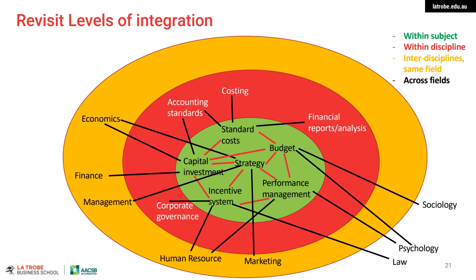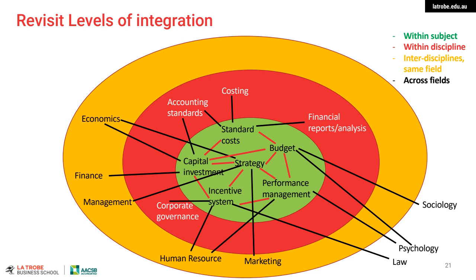So, okay, let's revisit this one. I just put it here to show you that the connection can be done within the subject when you have different topics that you can connect. You can stop here, that's fine, no problem. Then you can connect within the discipline, or connect with other subjects within your discipline. That is the second level of integration. Then you can also connect with other disciplines within the same field, like the way I do with the management of finance or human resource. That is level 3 of integration.